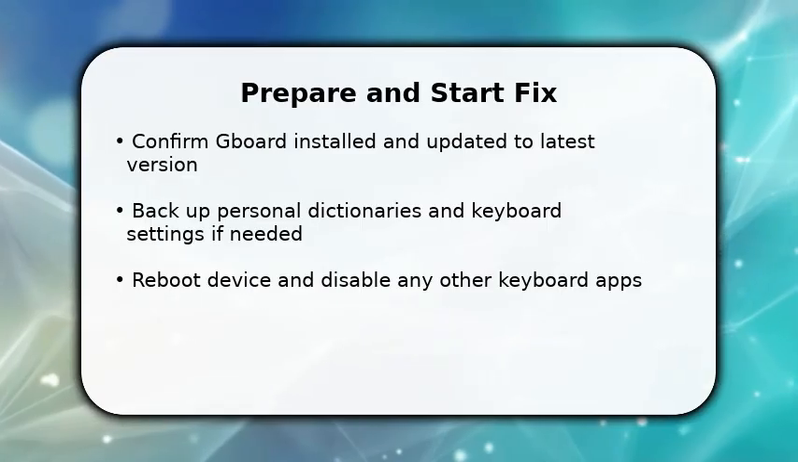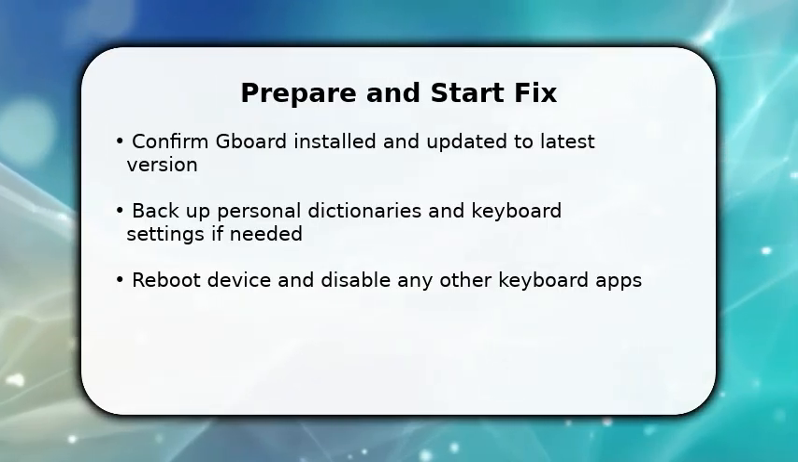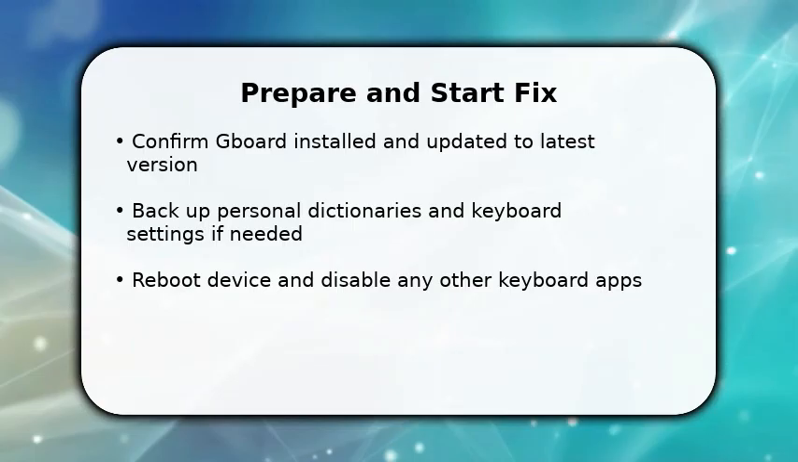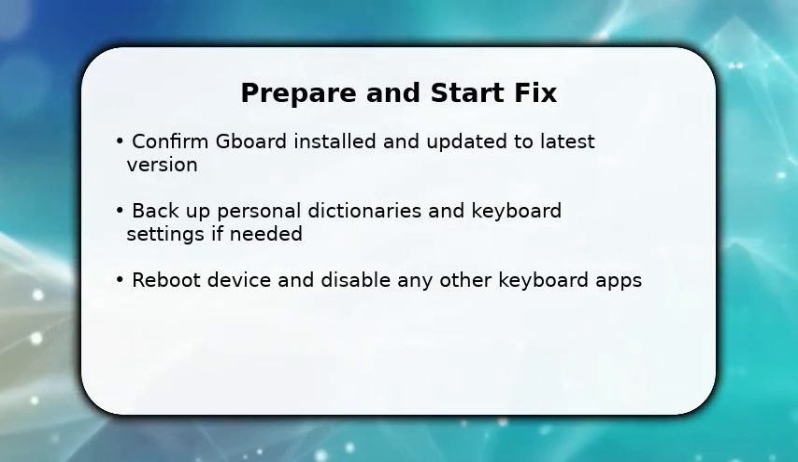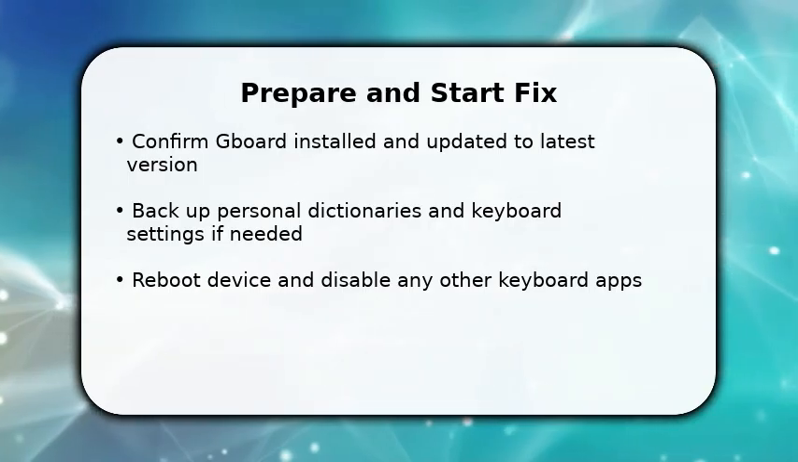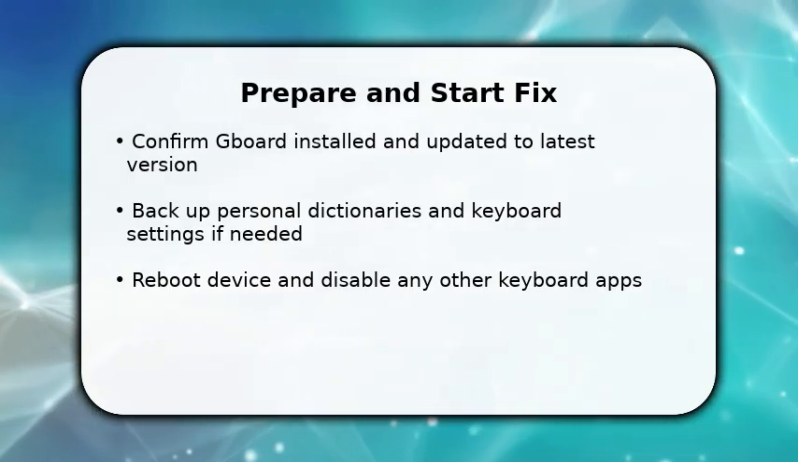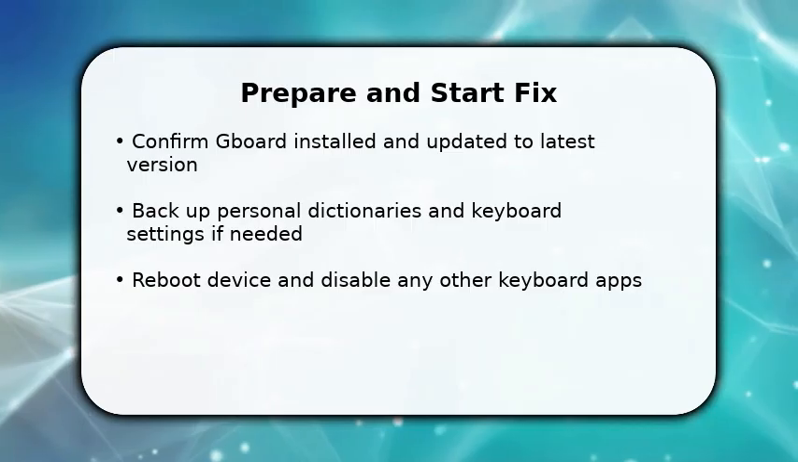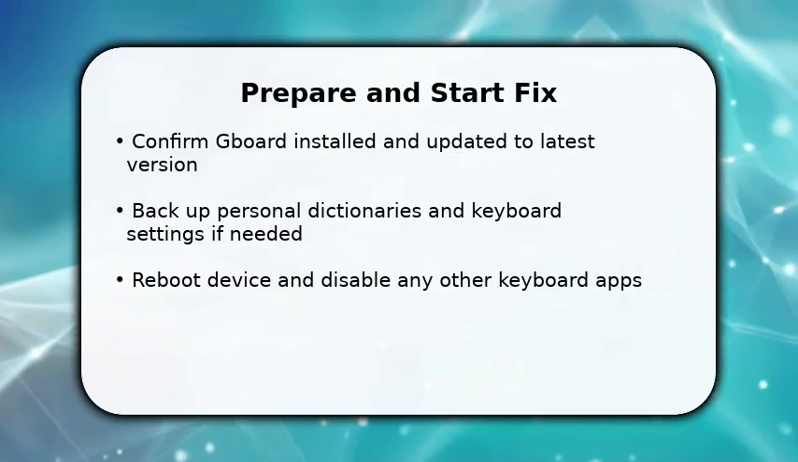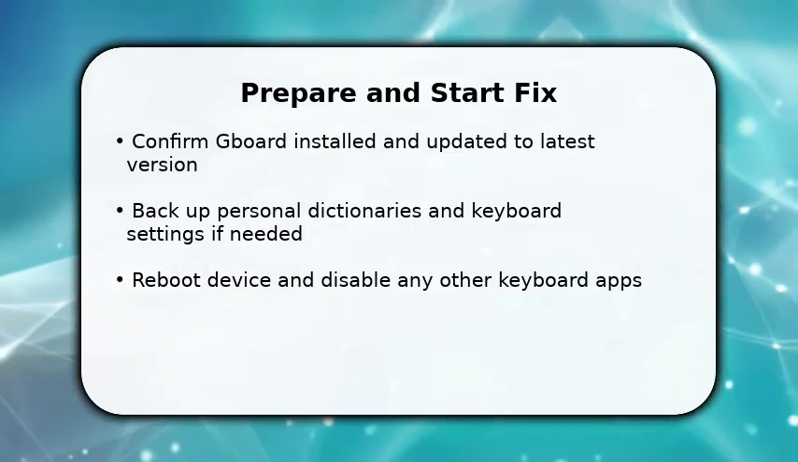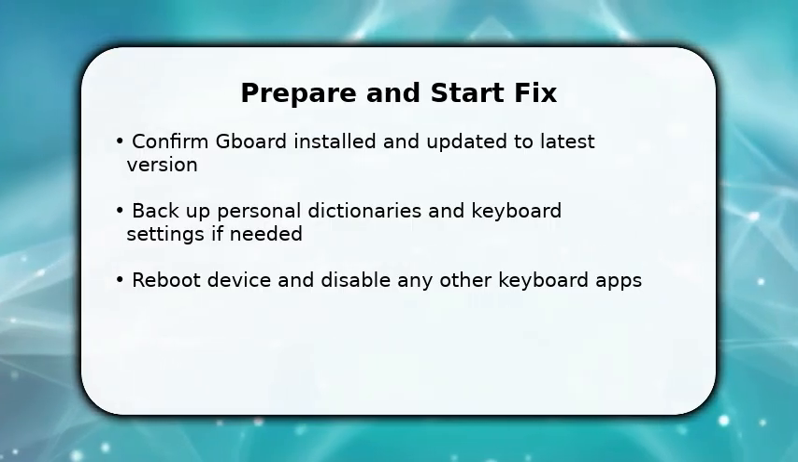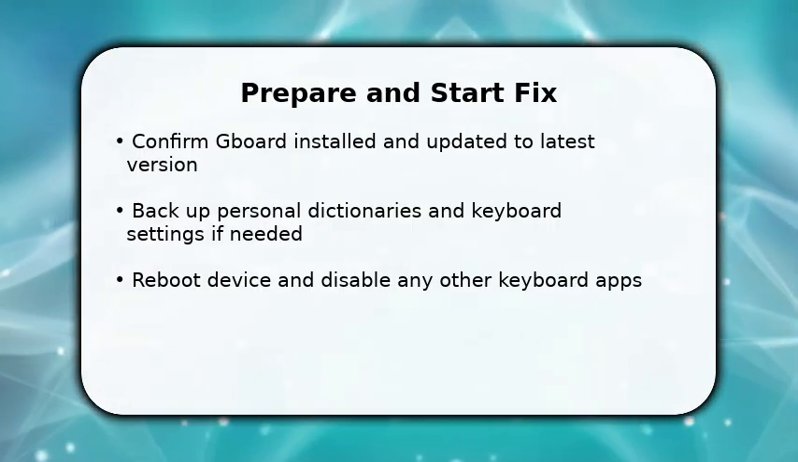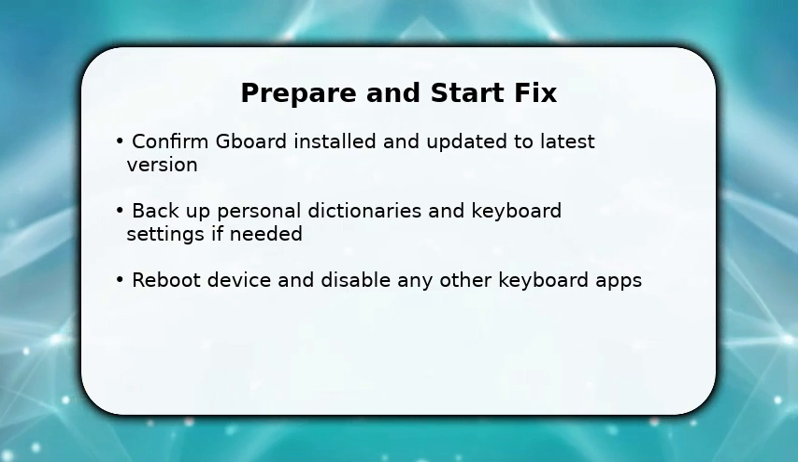You begin by confirming Gboard is the active keyboard and updated. Once done, back up your personal dictionary so nothing is lost, then reboot the phone to clear transient glitches. Next, disable or uninstall competing keyboards to avoid conflicts. This prevents input method collisions. Make sure you have Wi-Fi or mobile data ready for downloads. These initial steps remove common blockers and get you straight into the fix without wasting time on needless checks.